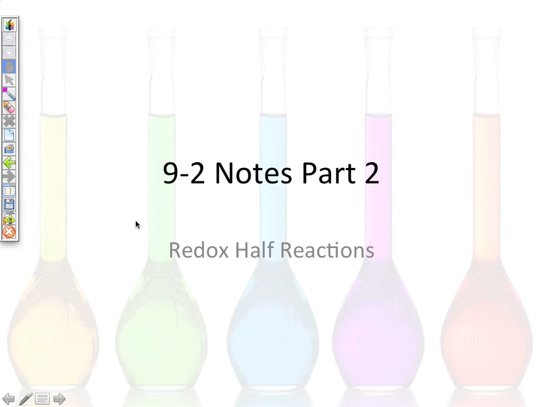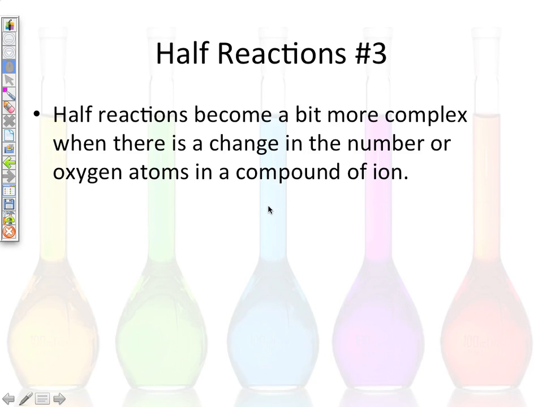Displacement with metals. It's not always quite so easy. Sometimes we've got some oxygens involved. So when we have oxygen in the ion, if we have any polyatomic ions with oxygen, we're going to have to take 2 more steps, really is all there is to it.